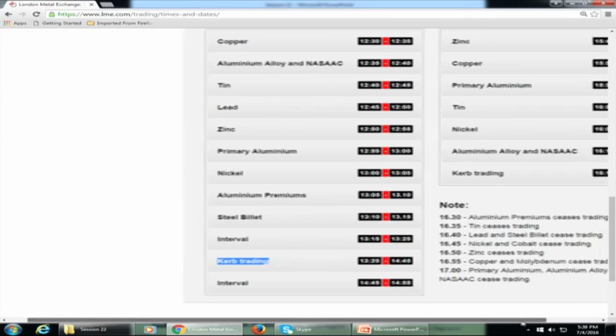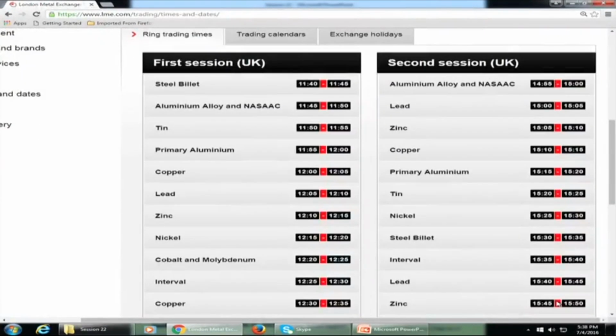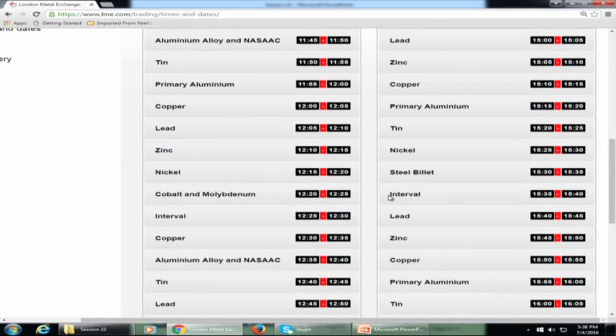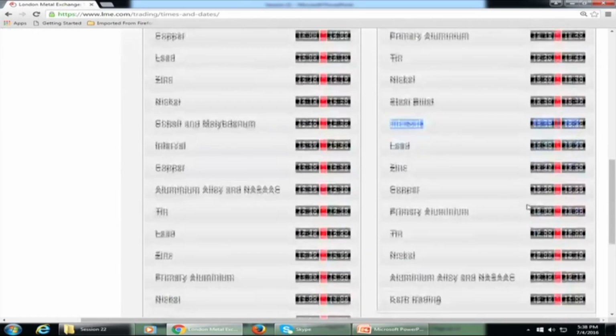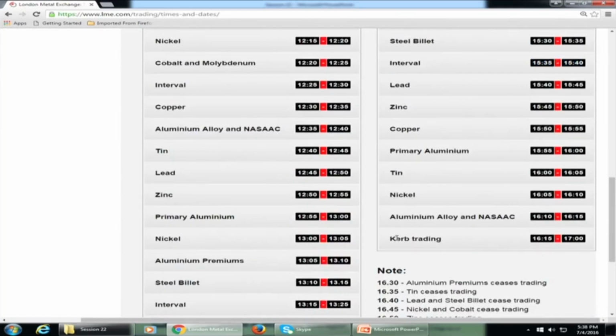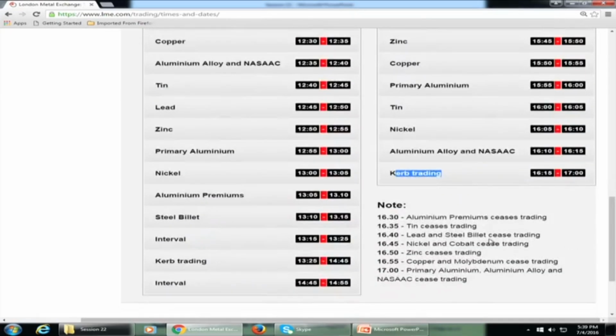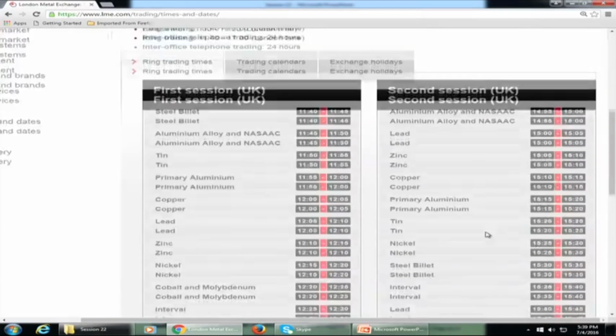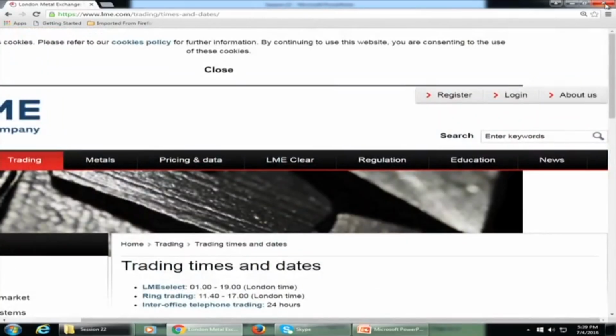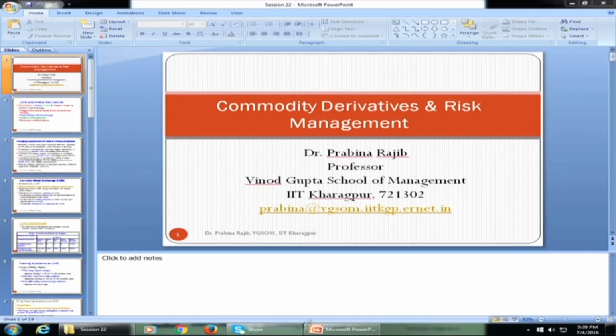Similarly, the afternoon session is again divided into 2 ring sessions. So you have aluminum alloy and other commodities like lead, zinc, etc. trading, and again you have an interval between 3:35 and 3:40, and again there is curve trading at the end of the 4th ring, from 4:15 to 5 p.m. So almost 45 minutes is earmarked for curve trading, and this is all about the ring trading session at LME.